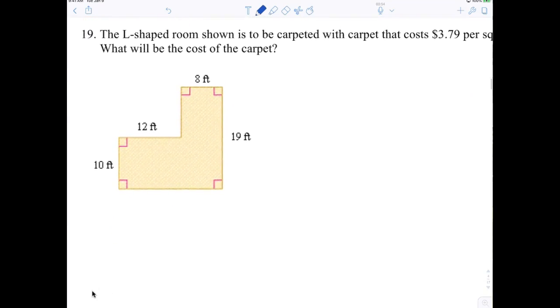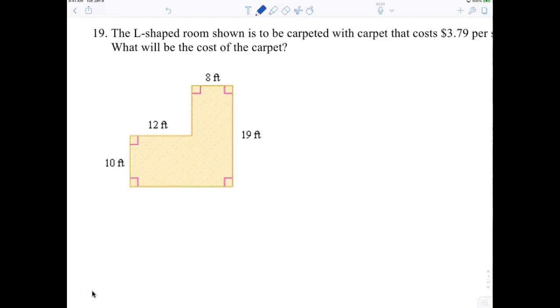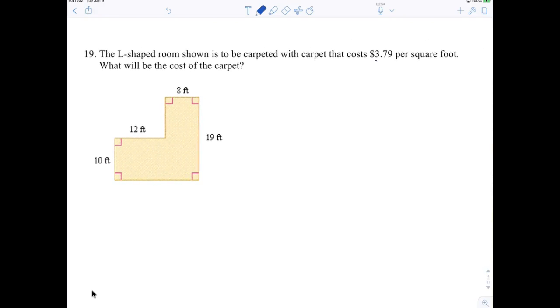Let's look at 19. Now, wait a minute. It also says here it's $3.79 per square foot, so you got to be careful. So what am I doing? Find the area first. So how am I going to find the area? Length times width. Yeah, but are you drawing which one? So you drew from here to here, right? Okay. So now the area of rectangle 1, so we just say LW plus LW. So area equals, what's the length and width?